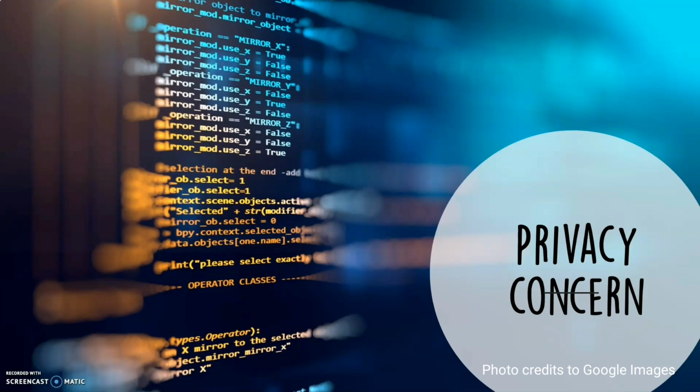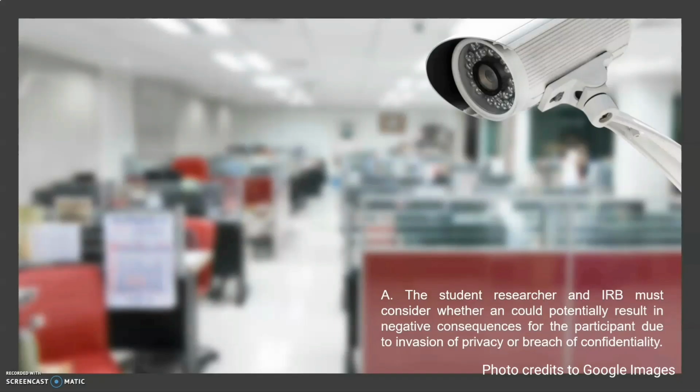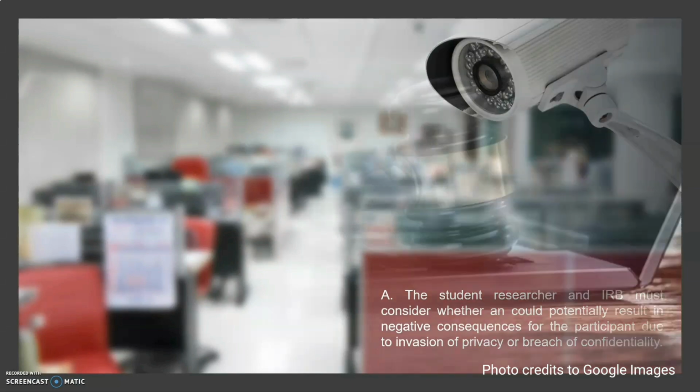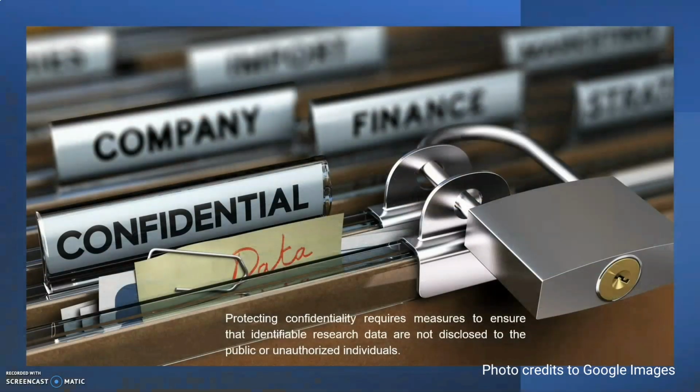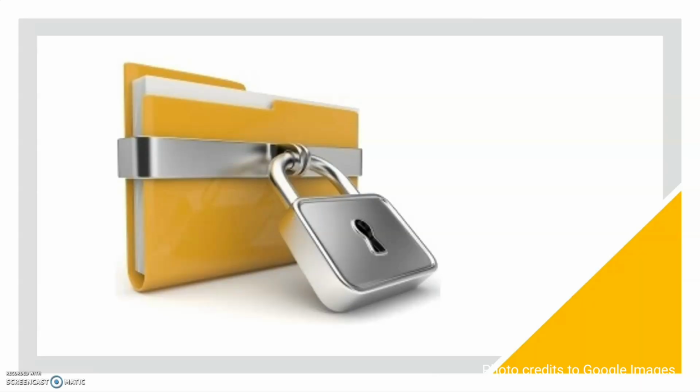Now, another example is for the privacy concerns. The student researcher and IRB must consider whether an activity could potentially result in negative consequences for the participant due to invasion of privacy or breach of confidentiality. Protecting confidentiality requires measures to ensure that identifiable research data are not disclosed to the public or unauthorized individuals.